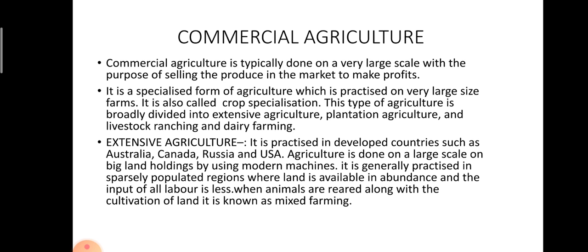When animals are reared along with the cultivation of land, it is known as mixed farming. In America, they have big farms. Inside the big farms, they cultivate different types of food grains like maize, oil seeds, oats, and wheat. After that, they rear different animals. When animals are reared along with the cultivation of land, it is known as mixed farming.